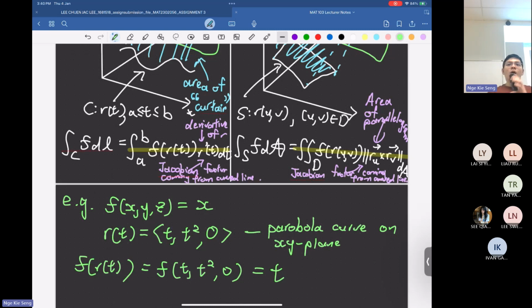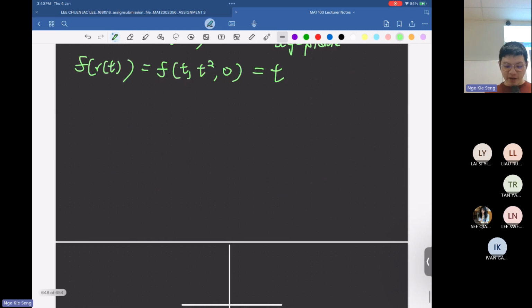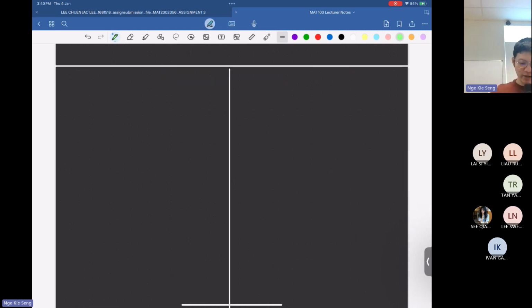F of r of u, v is the same. Can you get it or not? There's no vector here. It's still a scalar field, just that we change variables, we substitute. Okay, so this is what I mean by F of r of t. Now let's go to the vector field.